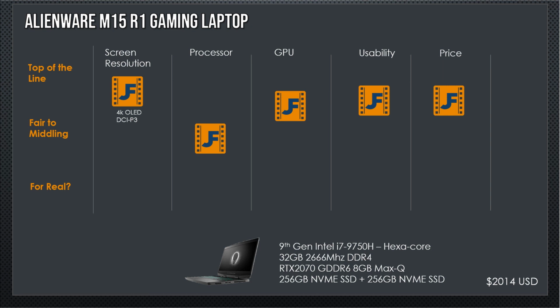Here's an example from Alienware, also owned by Dell. It's the 4K panel. It is a 9750 processor. It's 32 gigabytes of RAM instead of the 16 that's in the Dell, but an RTX 2070 instead of a 2080, and then two NVMe hard drives that are relatively small. That's $2,014.